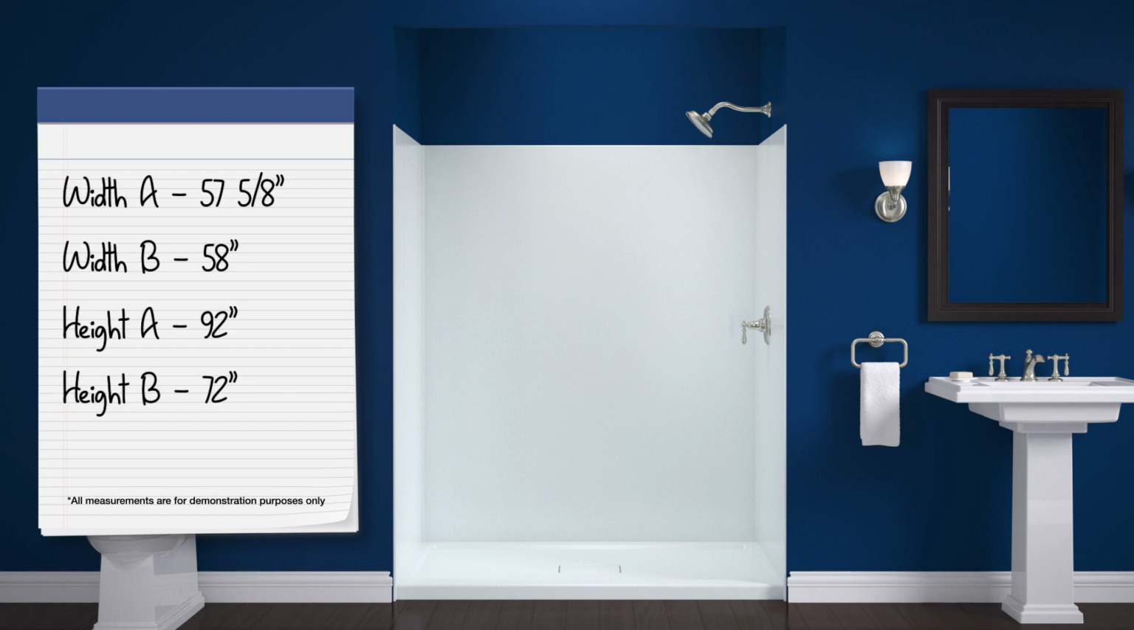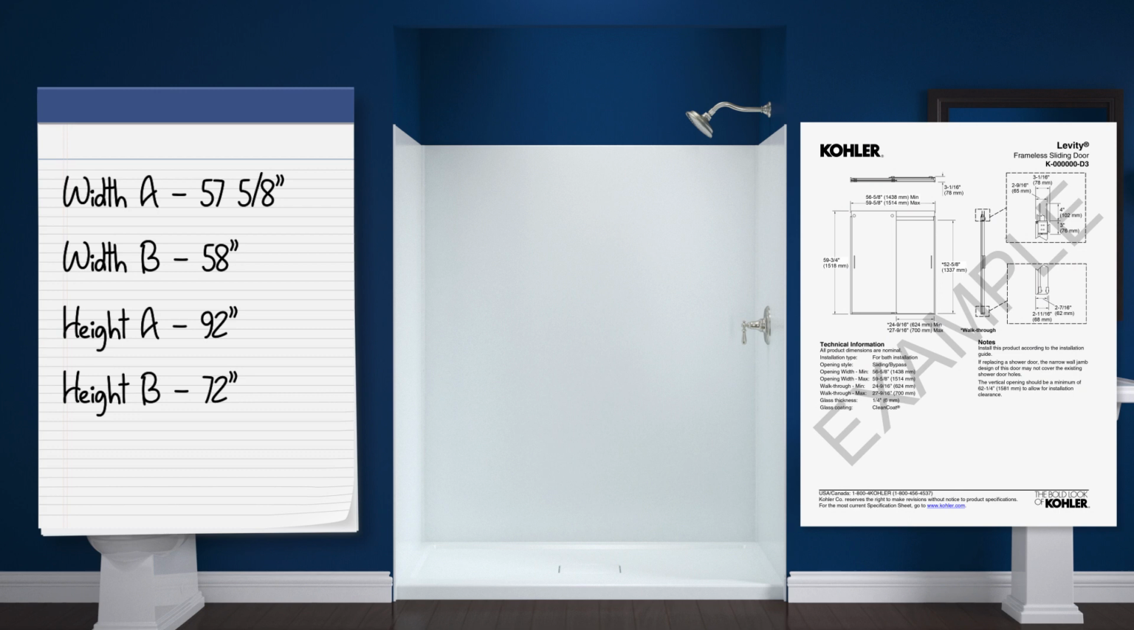Once you have all your measurements, go online and reference the specification sheet for the door you are looking to purchase. Confirm that the width of your opening falls between the opening width min and max numbers listed on the specification sheet. Then confirm the height of your opening meets the minimum installation requirement for the door, and the height of your showering space is greater than the header height.